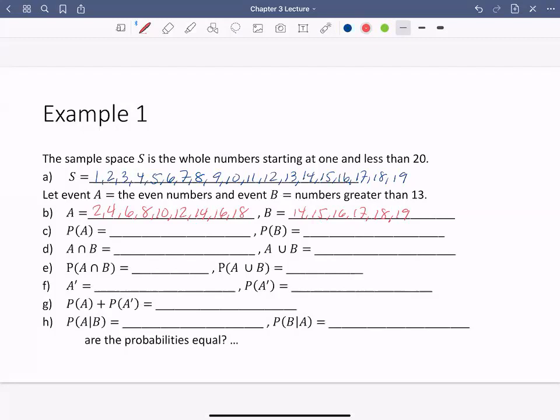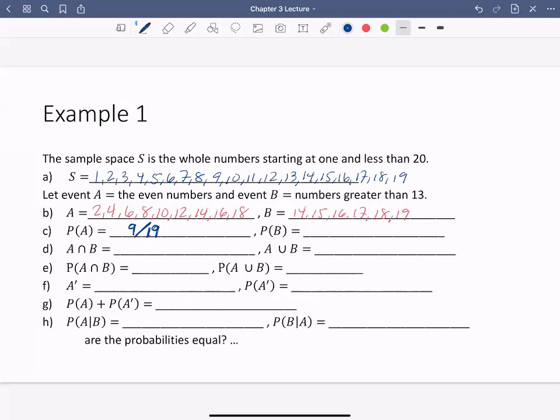Letter C says the probability of A. Now we're talking about an actual number, and we're going to use fractions here. So how many events do we have happening in A? Well, let's count them. 1, 2, 3, 4, 5, 6, 7, 8, 9. So we have 9. So we have 9 divided by what is the total number of things that can happen in the sample space? I know you can count because we just counted 1, 2, 3, 4 all the way to 19. So there are 19 numbers here in the sample space. So 9 divided by 19. That's the probability of event A happening.